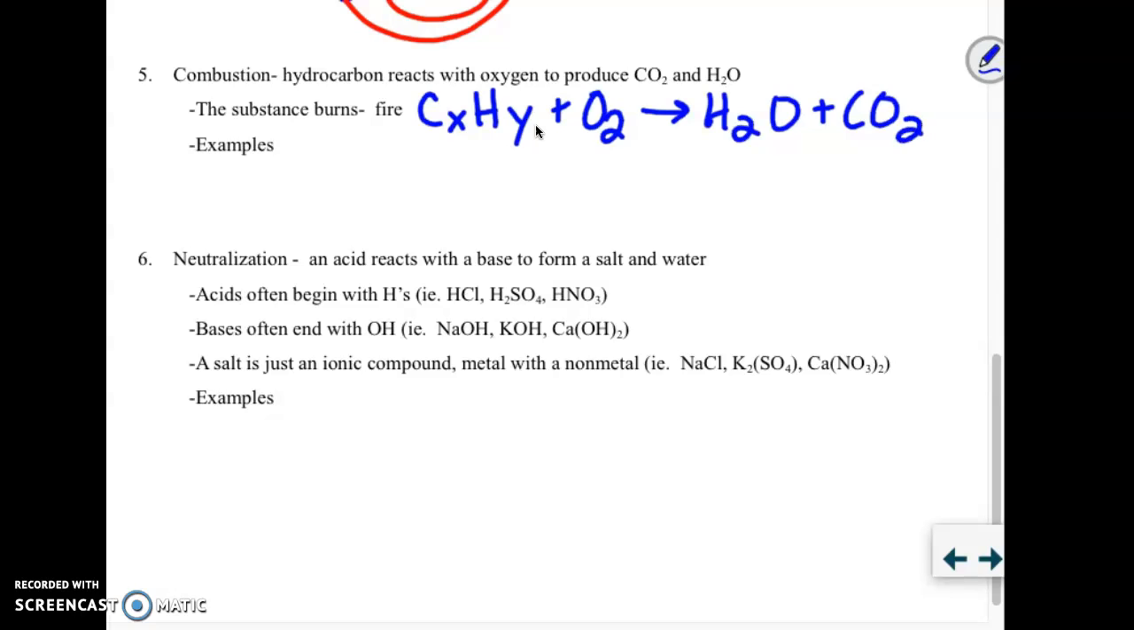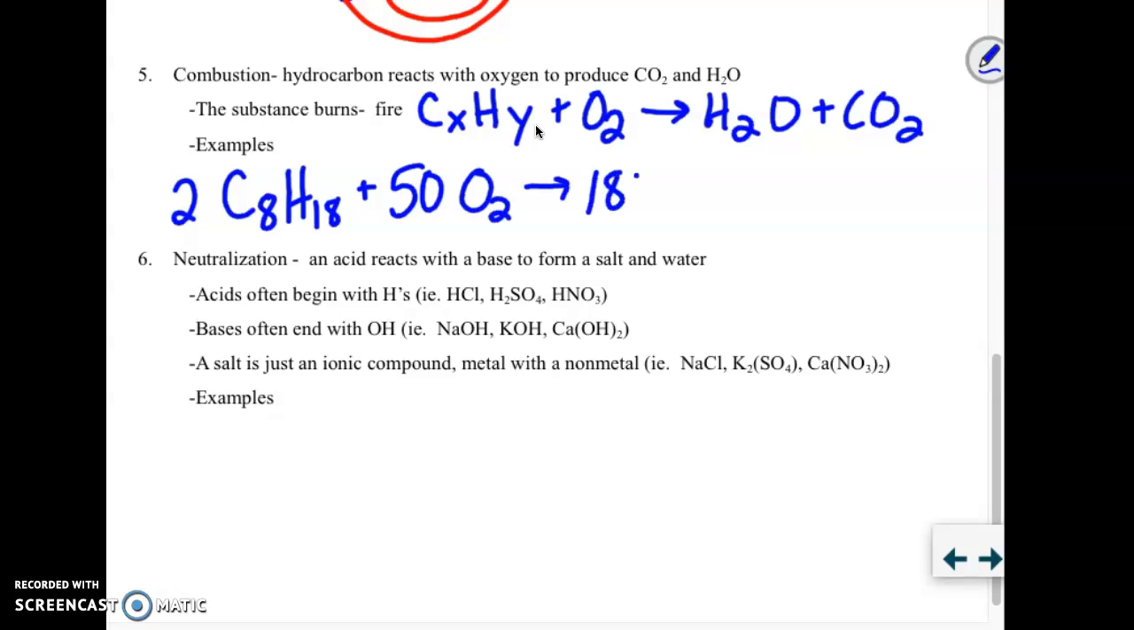So an example of this, and I'll do one with a really big number so you can see what kind of crazy numbers you can get for balancing equations. C8H18 is octane, and if we're going to make this balance, you would need 25 O2, 50 oxygens, to give you 18 waters and 16 carbon dioxide. So you have a hydrocarbon, something that's only made out of C's and H's, and oxygen gives you water and carbon dioxide. That's how you know it's a combustion reaction.